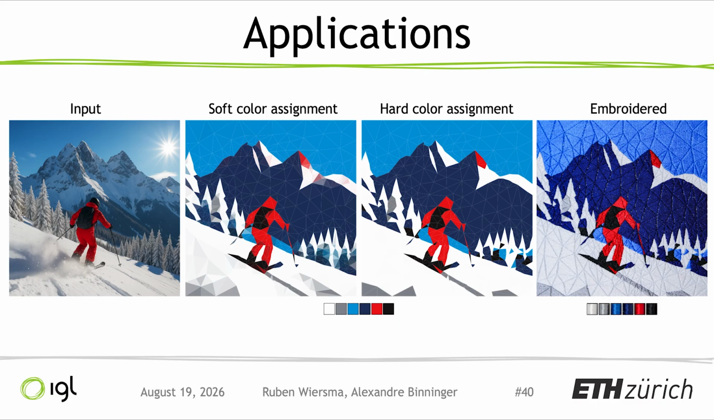We process an input image with a fixed color palette and provide a valid manifold triangulation. Therefore, we can create designs that respect constraints for fabrication applications. Here you see an example of a skier that has been discretized with 6 colors, and we then fabricate it as a piece of embroidery with 6 pieces of thread.